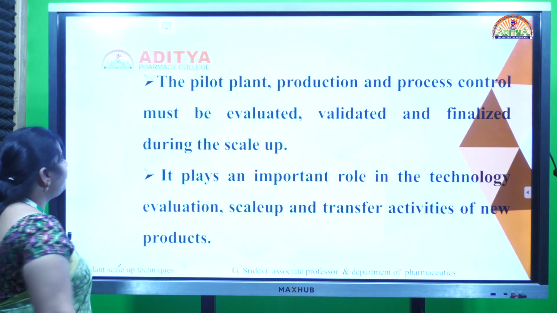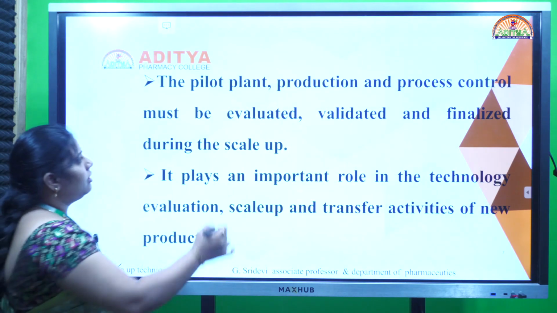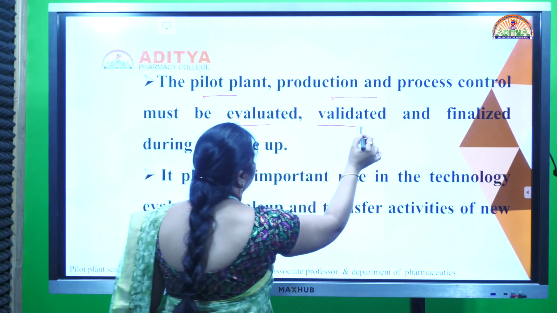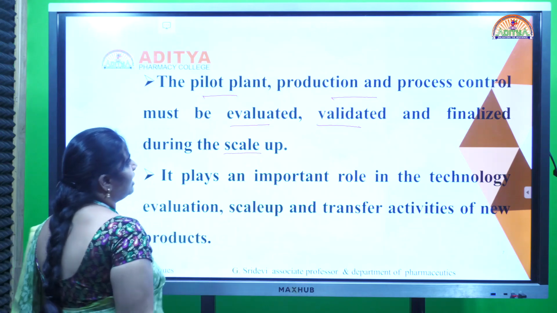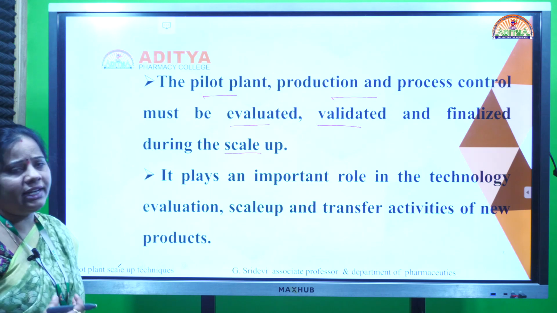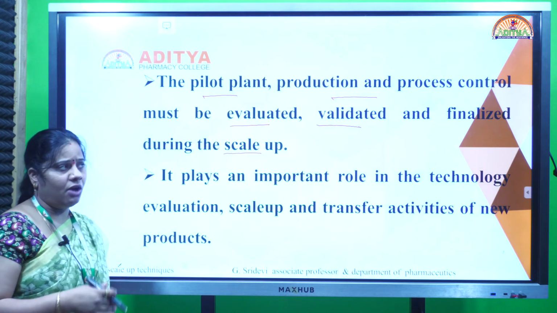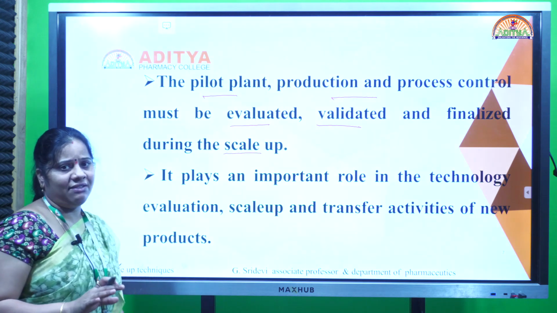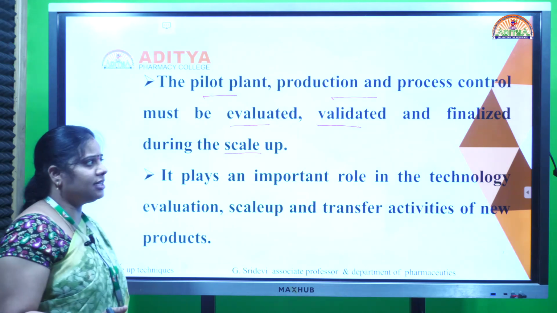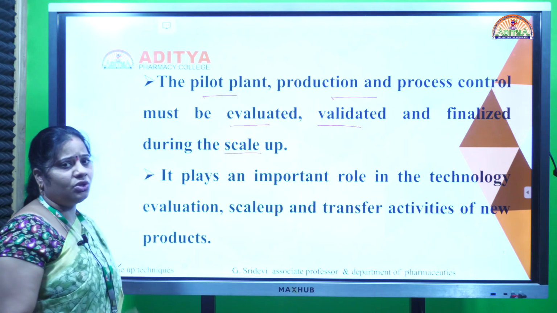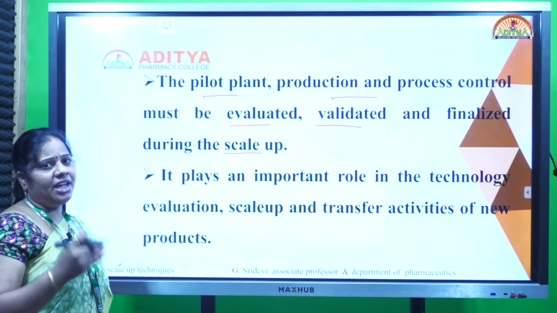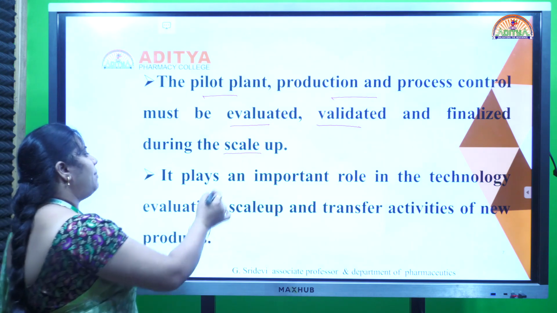And coming to the next one, the pilot plant production and process control must be evaluated, validated and finalized during this scale up. The pilot plant, during small scale production, is going to verify all the data: how the production was done and how the process control was done. Everything was evaluated and finally validated, which is a documentation process, and finally they finalize. The data that gives good results are taken, finalized, and used in the scale up activities.